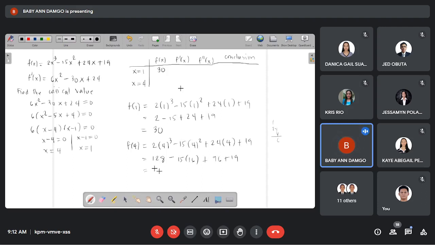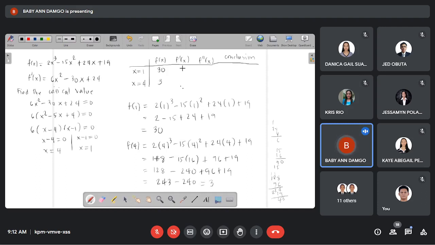So, this is 128 minus 15 times 16. So, this is 240, plus 96 plus 19. Okay, so which is equal to 128 plus 96. So this is 224 plus 19. So this is 243. So we have 243 minus 240 is equal to 3. Okay, so we have here 3.